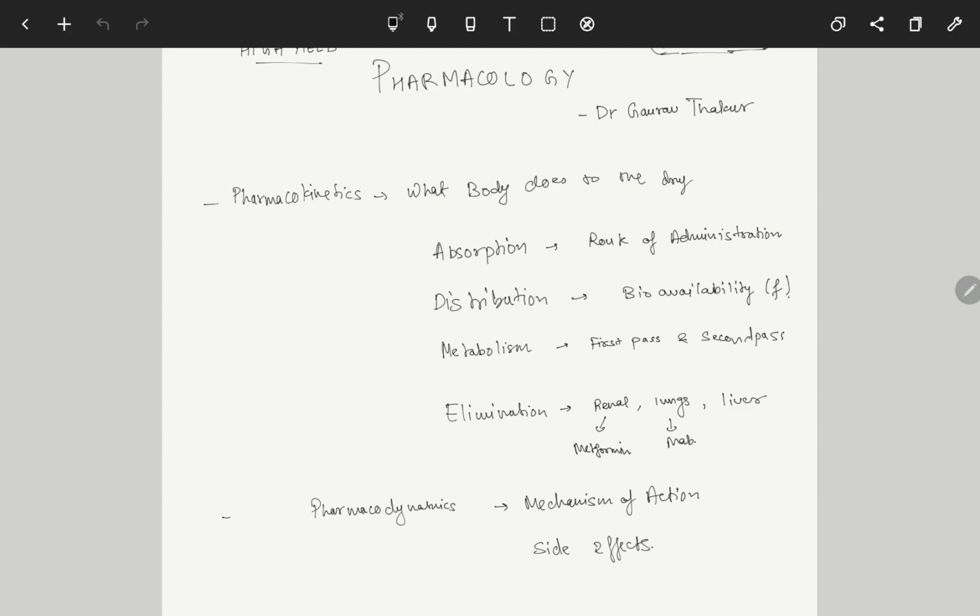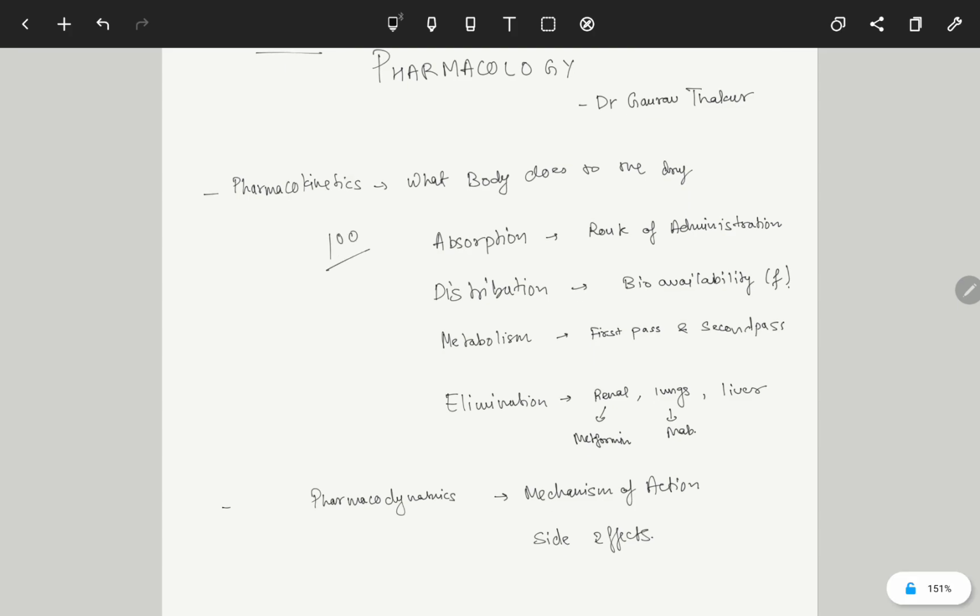Pharmacokinetics is basically what the body does to the drug. It will absorb, distribute, metabolize, and then eliminate the drug. Absorption depends upon the route of administration. Drugs which are administered IV do not need to be absorbed, so they will be 100% bioavailable in your blood vessels, in your intravascular space, and hence in your plasma.